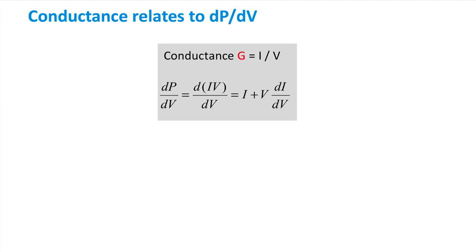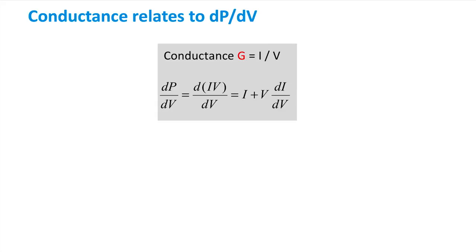Well, since P is actually equal to the current times the voltage, or I times V, we can change dP/dV to d(I·V)/dV. Through the product rule, we can state that this is equal to I·dV/dV plus V·dI/dV. dV/dV simplifies to 1, so we're left with dP/dV equal to I plus V·dI/dV.